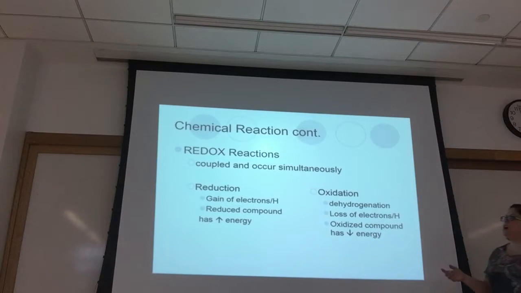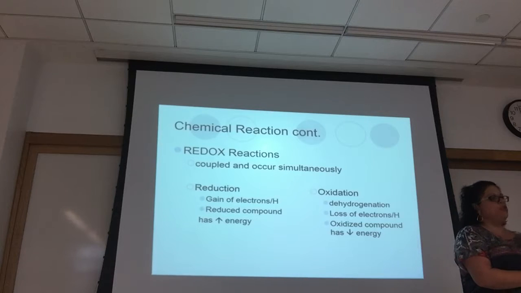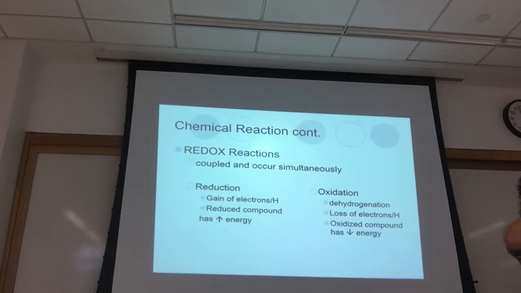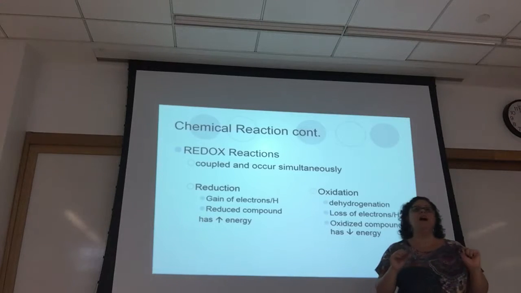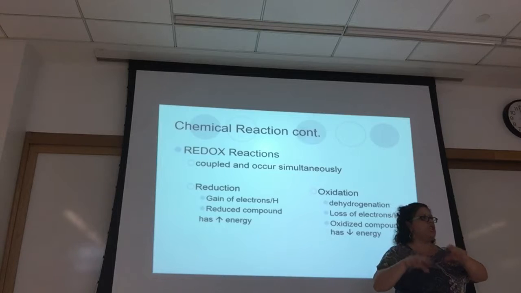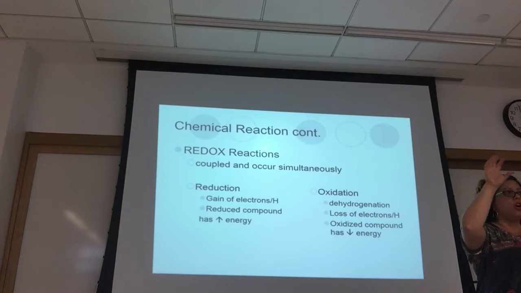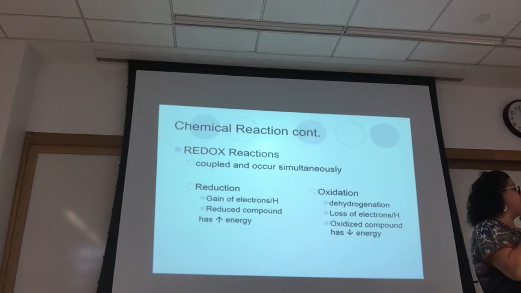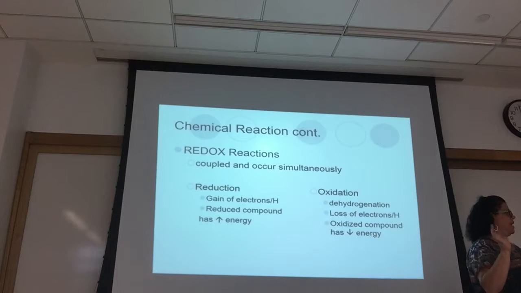Redox reactions are what we call coupled reactions. So if we were looking at A plus B goes to C, that's our one reaction. But at the same time, we were looking at F plus G equals Q. And these two reactions occur exactly at the same time and really depend on each other. Then that's what we call a redox reaction.